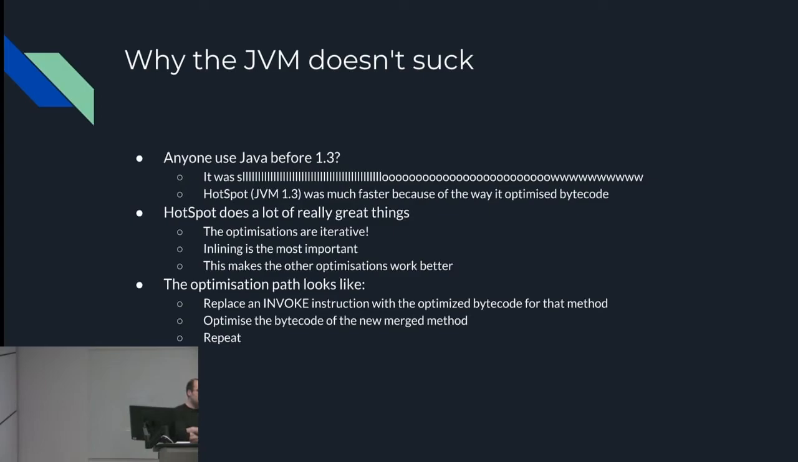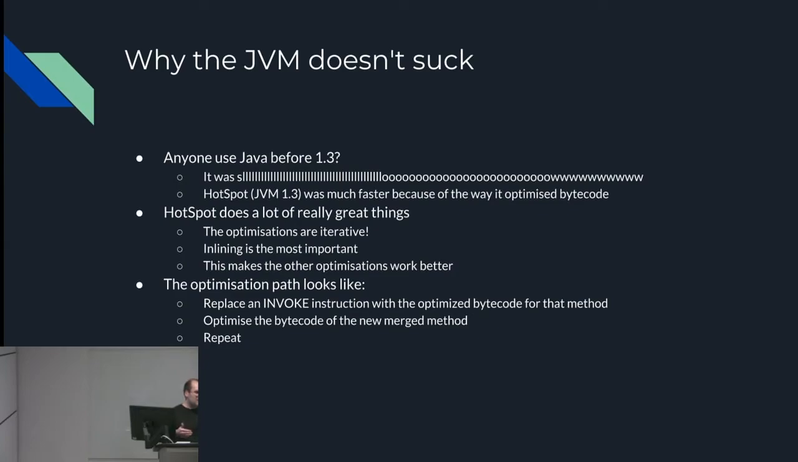And then whenever it does an optimization, it puts little counters in the code. And so it occasionally checks in and says, oh, are you busy? If you're a busy part of code, I should come back to you and try to see if I can do something better. One of the optimizations it does is inlining. So when it calls a method, it brings the body of that method into the caller as a way of making it faster. And that makes the other optimizations work better. So the optimization path kind of looks like: remove the invoke instruction and replace it with the bytecode for that method, optimize the new conjoined method, and then repeat.